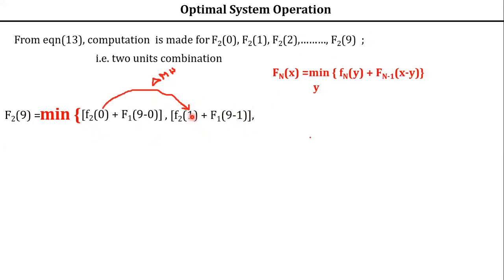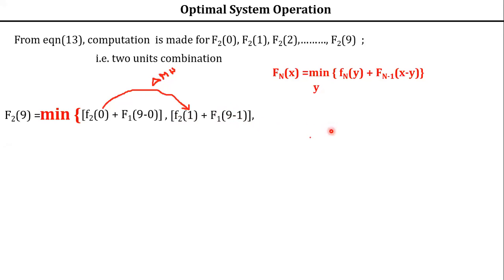So that means one unit of generation will be met by your second unit. That means the second unit will be generating 1 megawatt. And here, 9 minus 1 is 8. The remaining 8 megawatts will be generated by unit one. Unit one will be generating the 8 units. Is it clear? So this is what I am saying. Hope you understood this one.